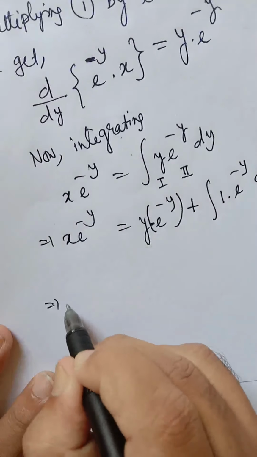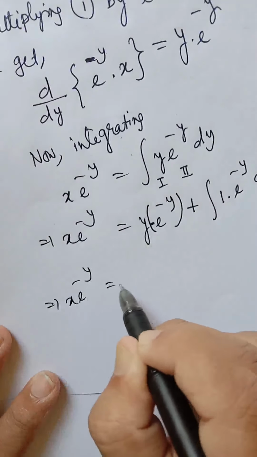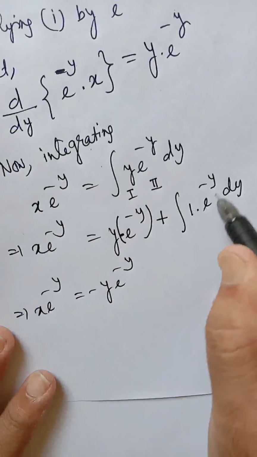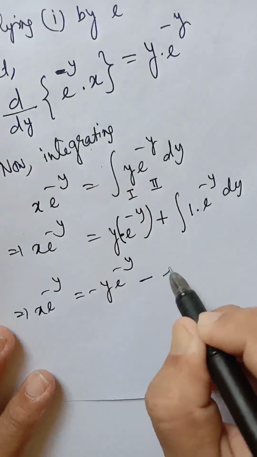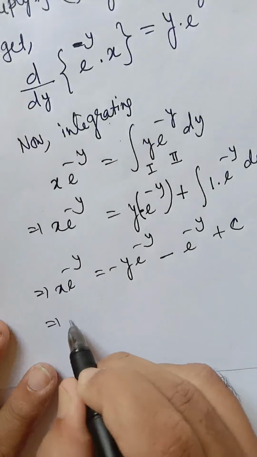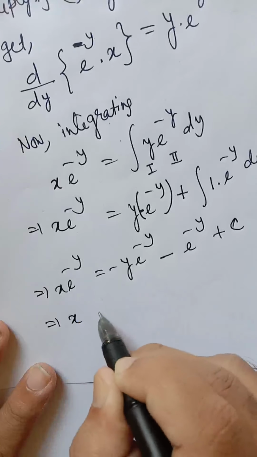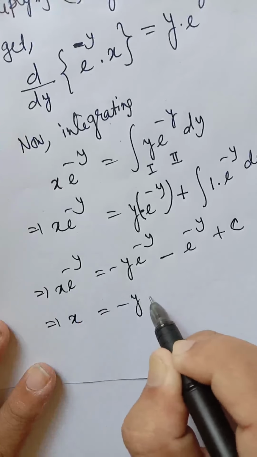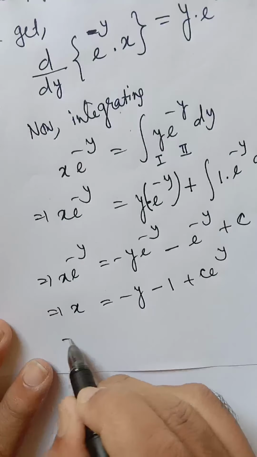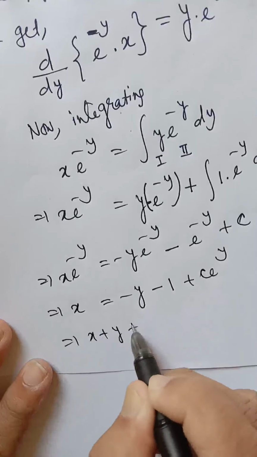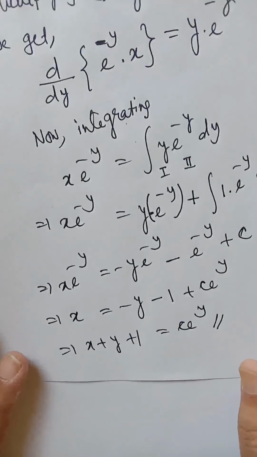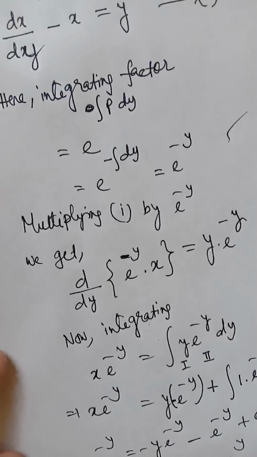So x into e to the power minus y is equal to minus y into e to the power minus y, and the integration of e to the power minus y is minus e to the power minus y, plus c. Dividing both sides by e to the power minus y, it will become x equals minus y minus 1 plus c into e to the power y. So from this we'll get x plus y plus 1 is equal to c into e to the power y. This is the general solution of the given equation.